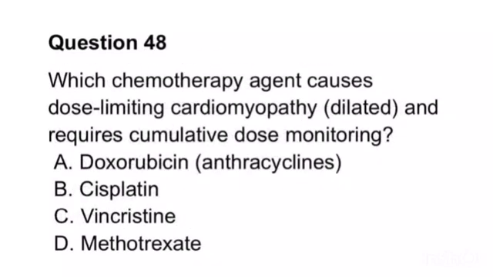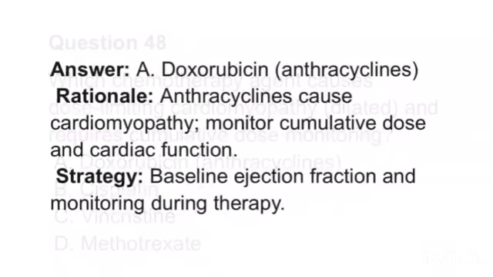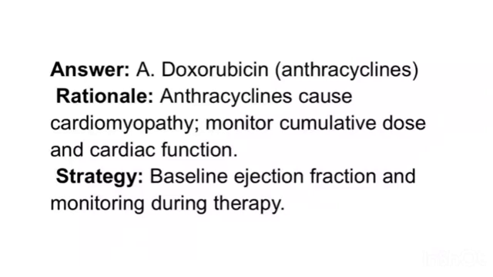Question 48. Which chemotherapy agent causes dose-limiting, dilated cardiomyopathy and requires cumulative dose monitoring? A. Doxorubicin, anthracyclines. B. Cisplatin. C. Vincristine. D. Methotrexate. Answer: A. Doxorubicin, anthracyclines. Rationale: anthracyclines cause cardiomyopathy, monitor cumulative dose and cardiac function. Strategy: baseline ejection fraction and monitoring during therapy.